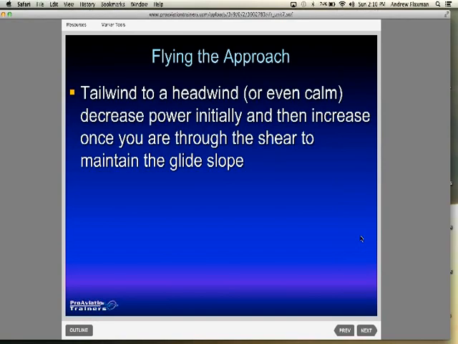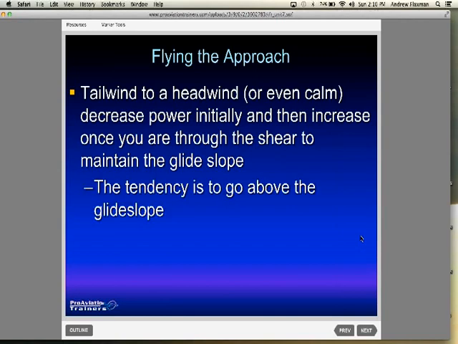Continuing, so the tailwind to a headwind or even calm, decrease the power initially and then increase once you are through the shear to maintain the slope. So this is still continuing and just stuff that you have to try to remember. Yeah. Because when you're flying the airplane, it's just kind of obvious stuff. The tendency is to go above the glide slope in this situation.